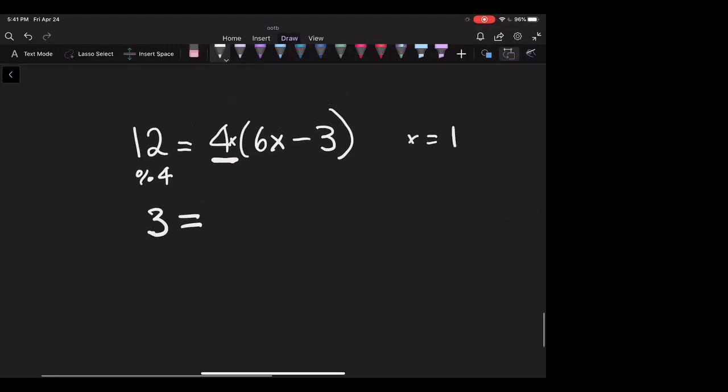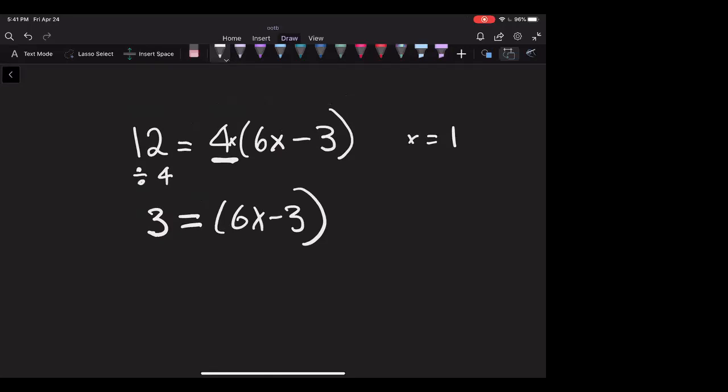Wait, why did you do the 4? That's a divide. Oh, okay. So you're going to divide by 4. And that gives you 3, right? And then we're going to write this out. Is there anything else outside of the brackets? No. So now we're going to go inside the brackets.